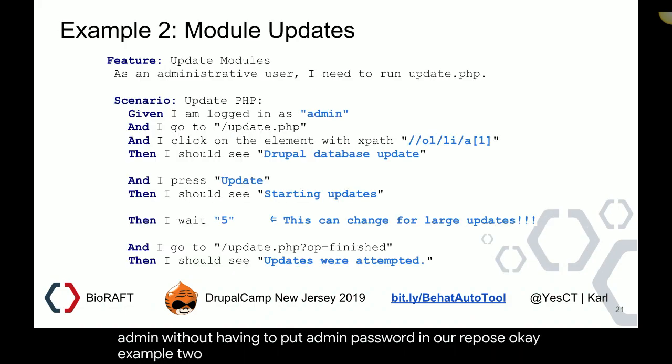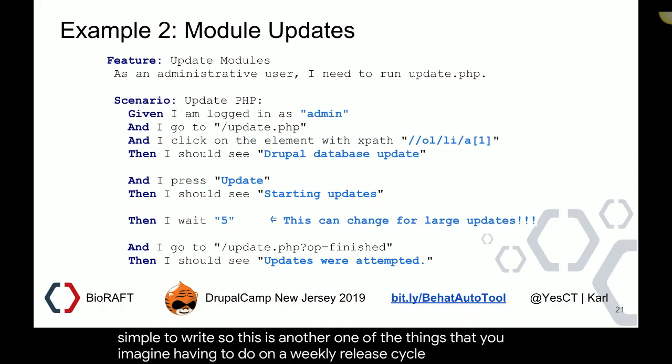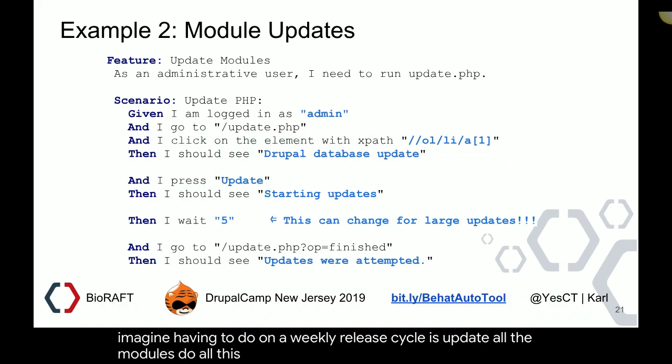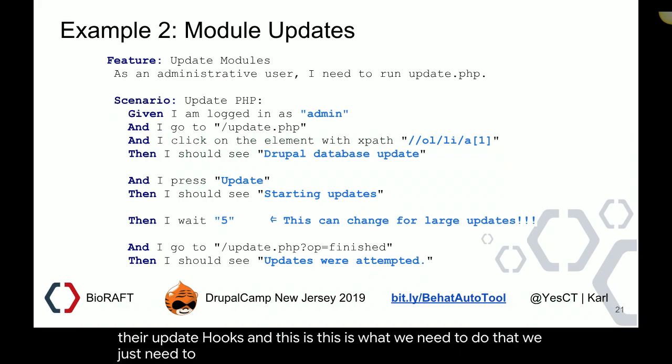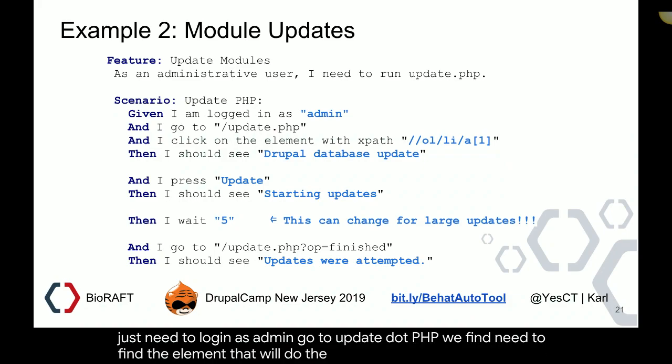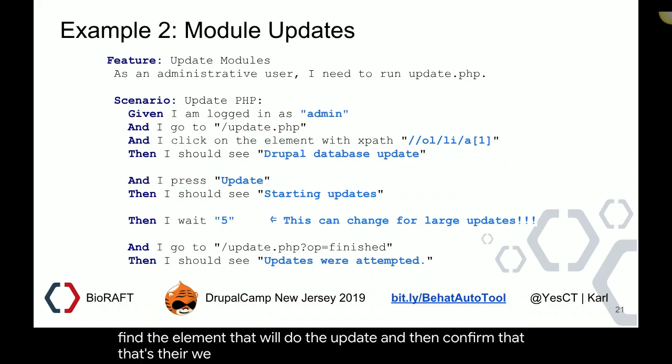Okay, sample two. This is another one of the things that you imagine having to do on a weekly release cycle: update all the modules, run update.php when the modules come through with their update hooks. This is what we need to do that. We just need to log in as admin, go to update.php, find the element that will do the update and confirm that it's there. We press update. It'll start the updates.